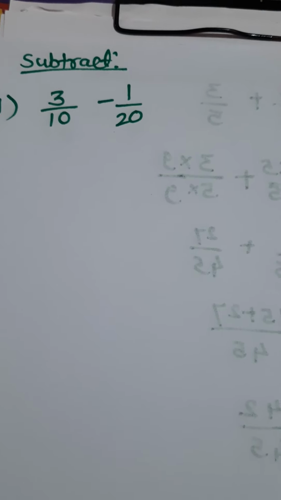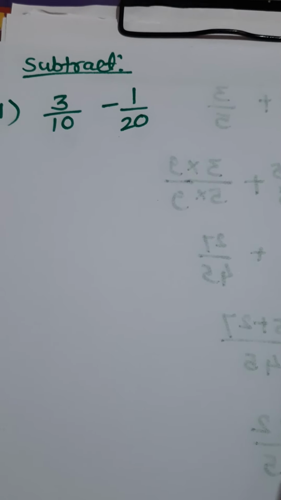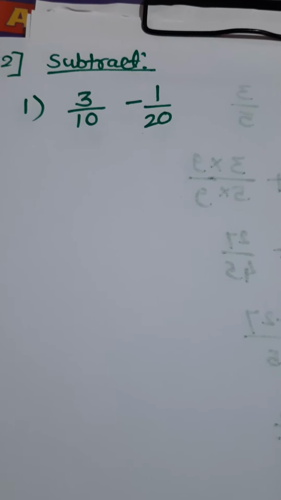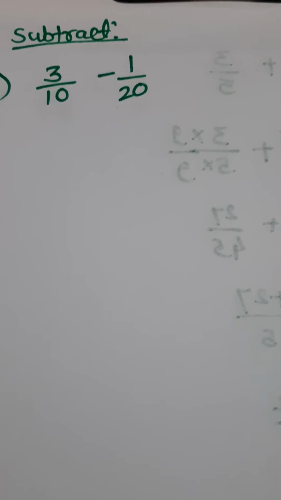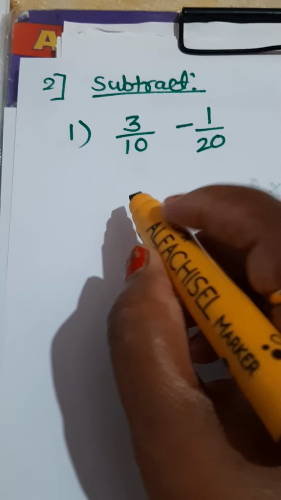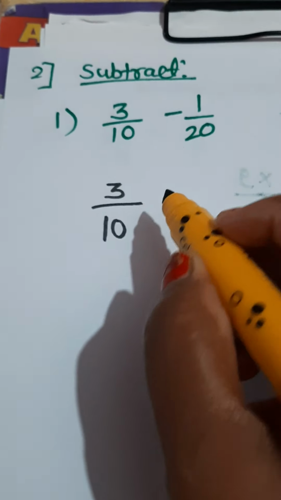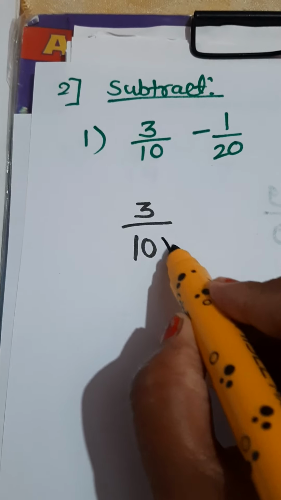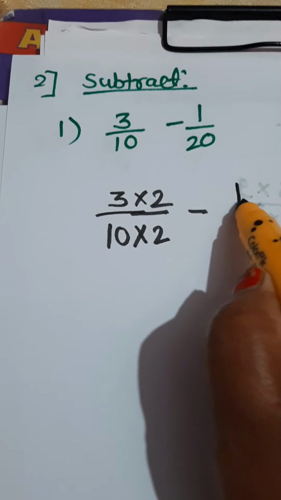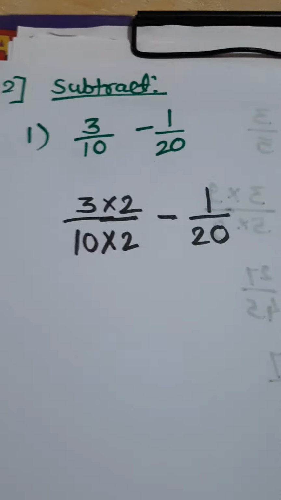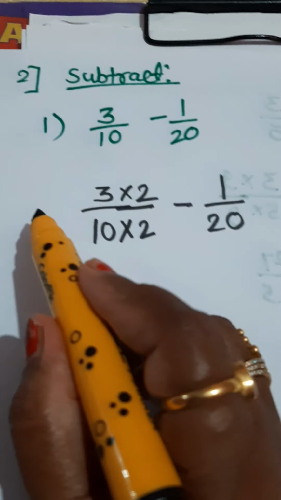And we know when we are multiplying or dividing a fraction, we have to do it to the whole fraction, meaning the denominator as well as the numerator, so that we get the equivalent fraction. There is no change in the fraction. So what to do? Write down the first fraction as it is, 3 upon 10. We want 20 here, so multiply the fraction by 2, the whole fraction, numerator as well as denominator, and write down the second fraction as it is.